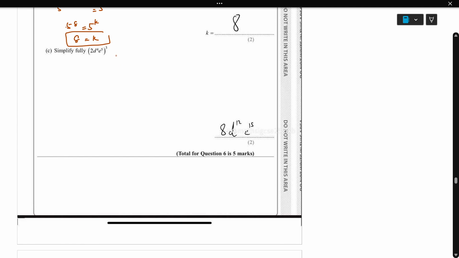Next one, 2 d power 4 e power 5 whole cube. Just expand, first 2 cube is going to be 8. Next, d power 4 whole power 3 is d power 12. And e power 5 whole cube is e power 15. That's the answer here.